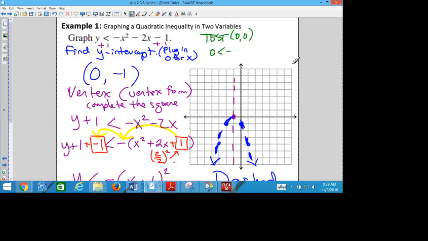0 less than -0 squared minus 2 times 0 minus 1. So 0 less than -1. Is that true? 0 less than -1? No, that's not true. So then I do not shade 0, 0. I shade inside the parabola instead.